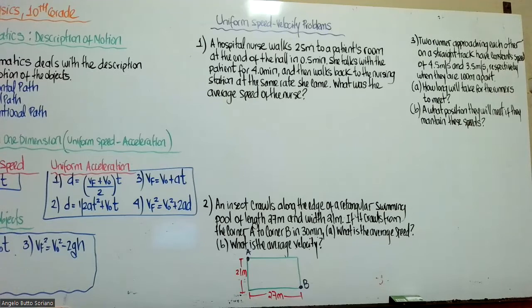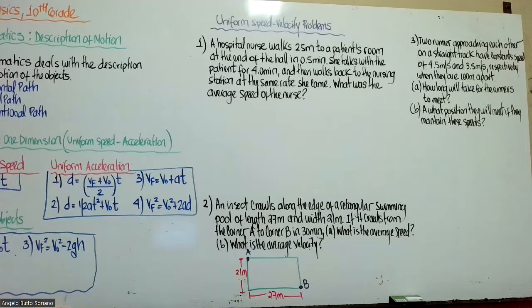The problem number one says, okay, we have a hospital nurse that walks 25 meters to a patient's room at the end of the hall in 0.5 minutes. She talks with the patient for 4 minutes and goes back to the nursing station at the same rate that she came. So when the problem says at the same rate that she came, she returns 25 meters in 0.5 minutes, okay?